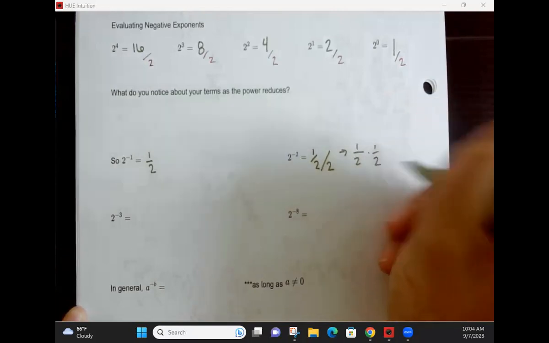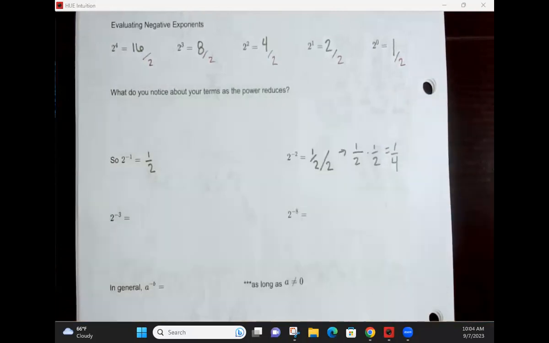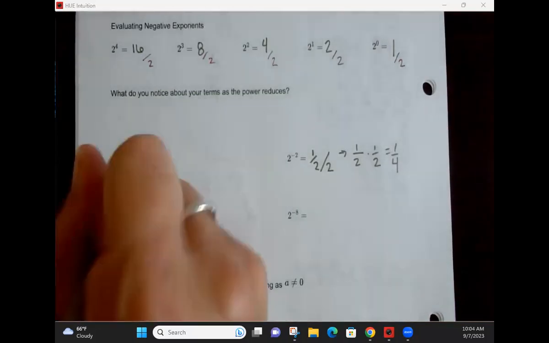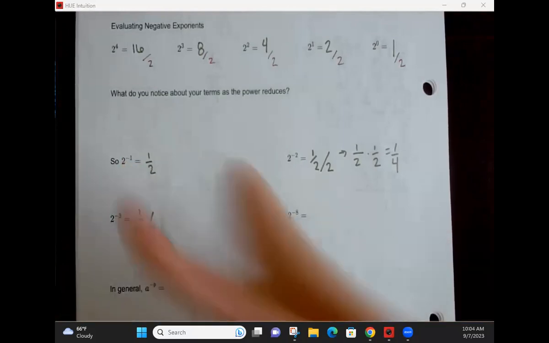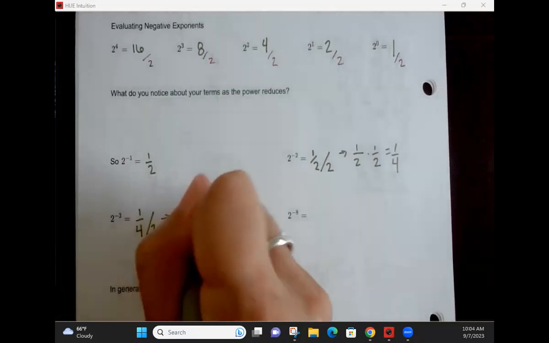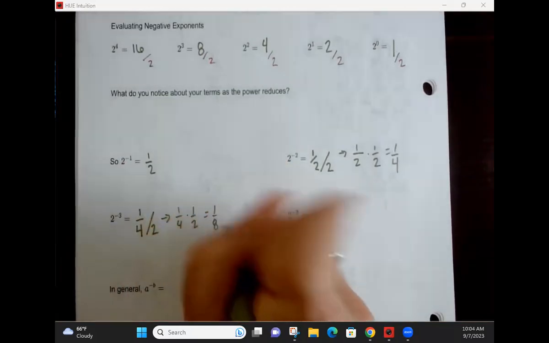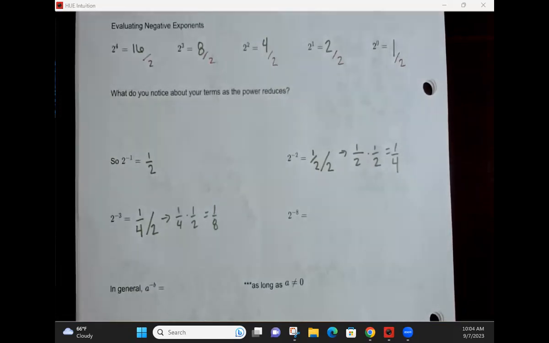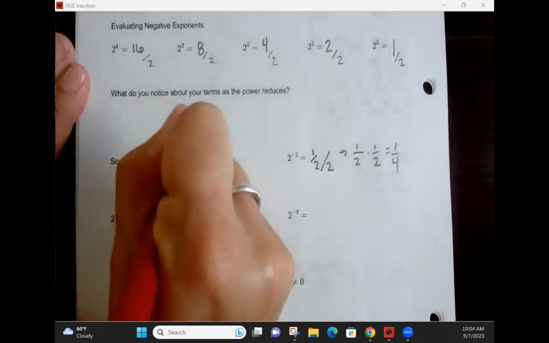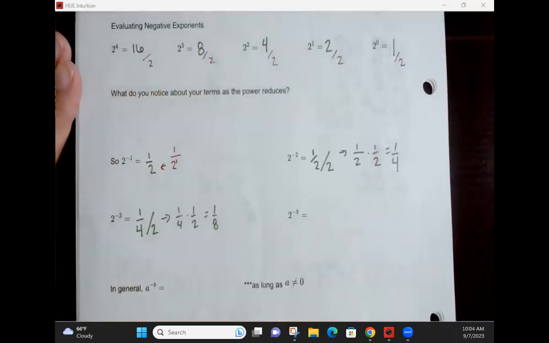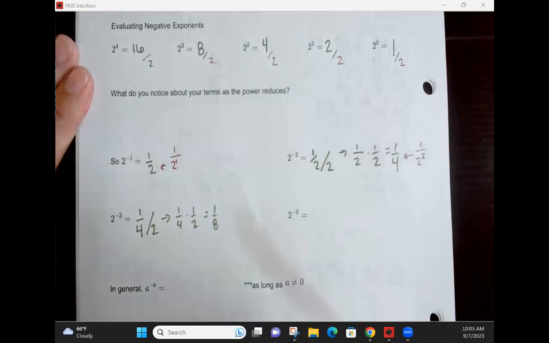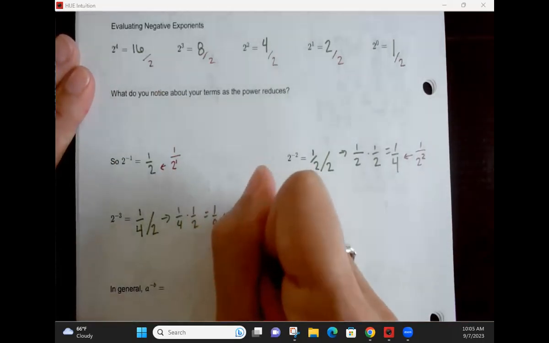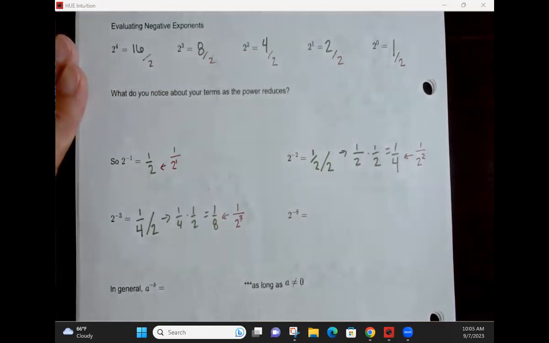So this would be 1/2 times 1/2, which would be 1/4. If I drop the exponent again, we can take 2 to the negative second and divide by 2, which would be 1/4 times 1/2, or 1/8. And then I want you to notice what I see here is that reciprocal. 1/2 is 1 over 2 to the 1st. 1/4 is 1 over 2 squared. 1/8 is 1 over 2 cubed. Do we see that?